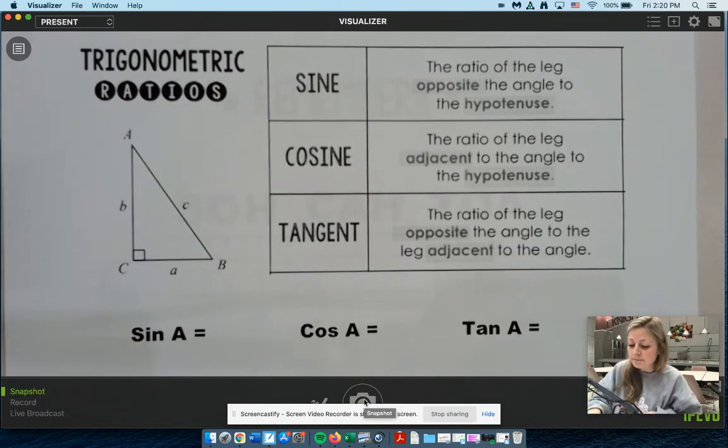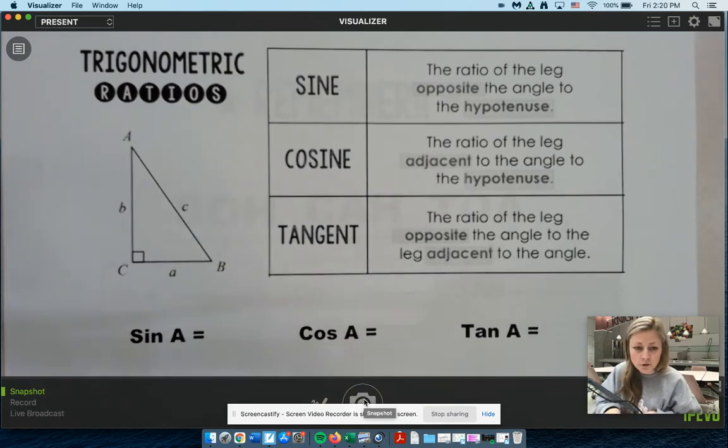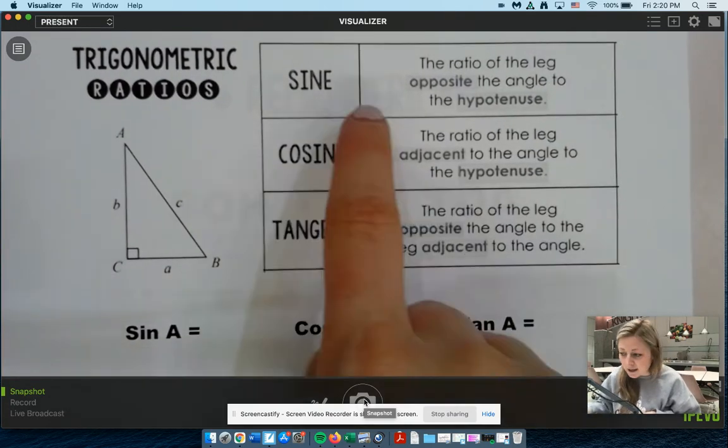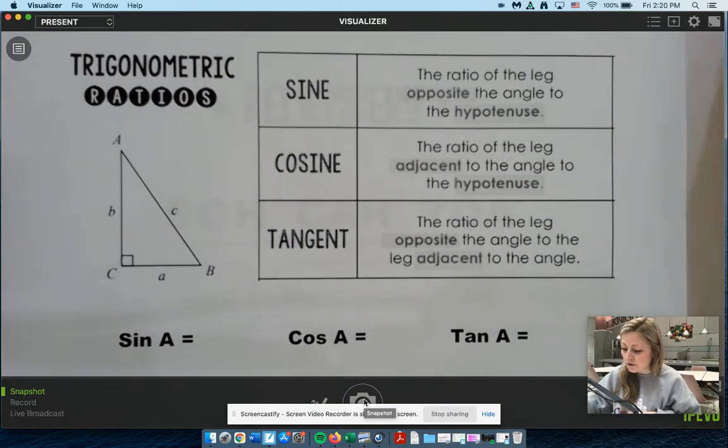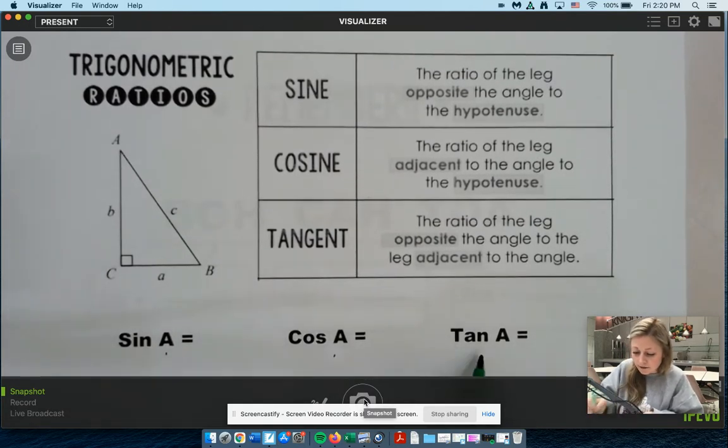So the first one is sine. It looks like sin when you abbreviate it, but you actually pronounce it sine. And the sine ratio is the opposite leg over the hypotenuse. So when we do a problem, everything is going to be with respect to an angle. So they're going to tell you. Like on these examples, we're going from angle A. That's why it says A there.